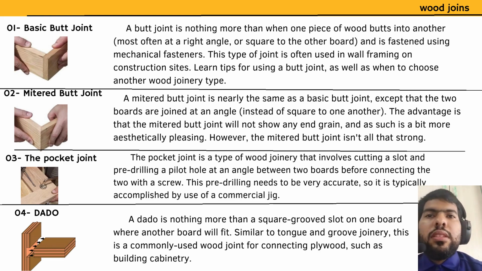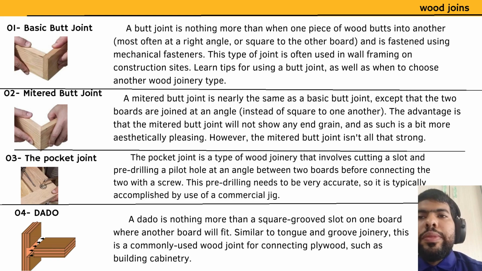A butt joint is nothing more than when one piece of wood butts into another, most often at a right angle or square to the other board, and it is fastened using machines. This type of joint is often used in wall framing on the construction site.